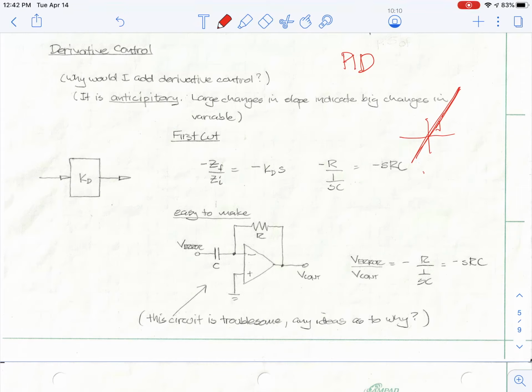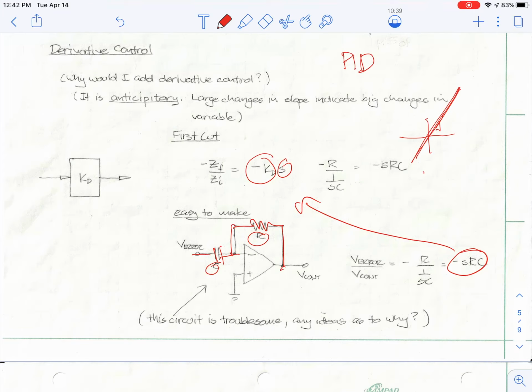And so on the first cut, I would want ZF over ZI to be some proportionality times S. And so I can do this one. I can make a derivative by reversing the positions of the R and the C from the integrator. And lo and behold, it does produce exactly what I wanted up here.